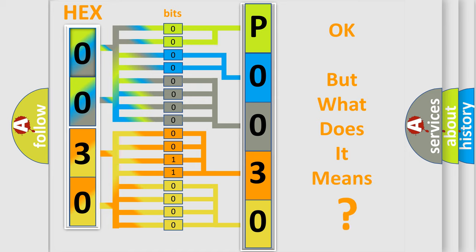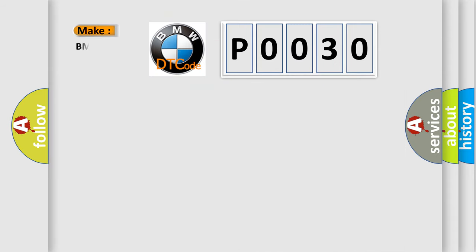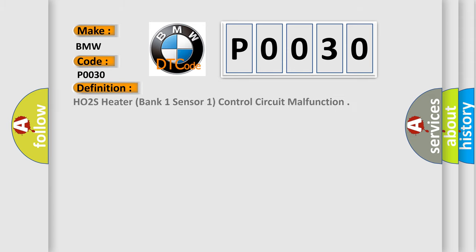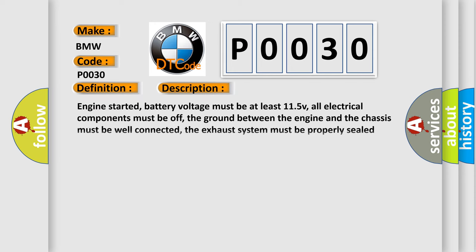The number itself does not make sense to us if we cannot assign information to what it actually expresses. So, what does the diagnostic trouble code P0030 specifically mean for BMW? The basic definition is HO2S heater bank 1 sensor 1 control circuit malfunction. And now this is a short description of this DTC code.